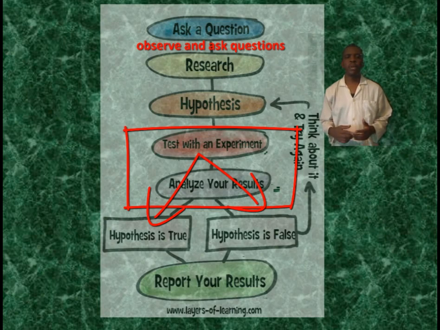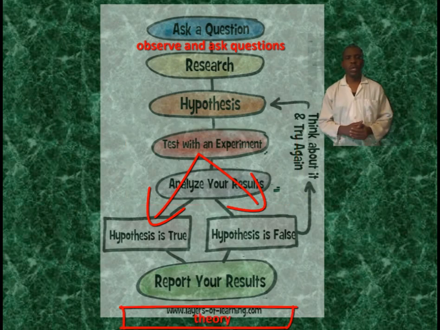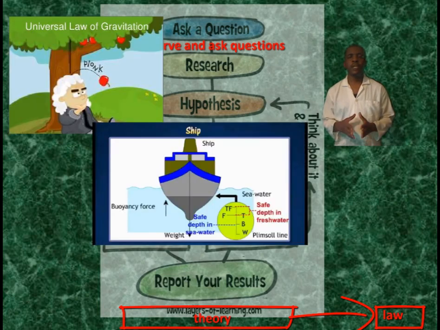So these experiments have to be done so many times, repeatedly, and if we come out with the same results, we then formulate a theory. And the ultimate step in the scientific method is when you reach a law or establish a law. Examples of scientific laws: we have the law of gravity, we have the law of flotation. Try to find out other laws in science.